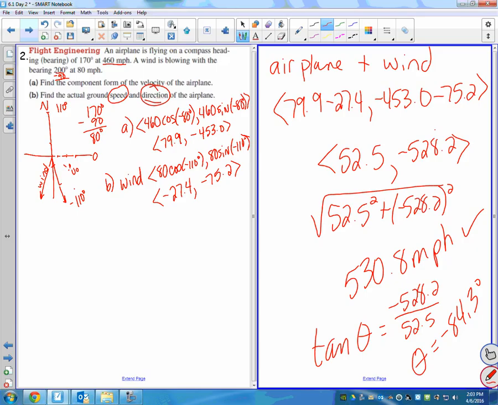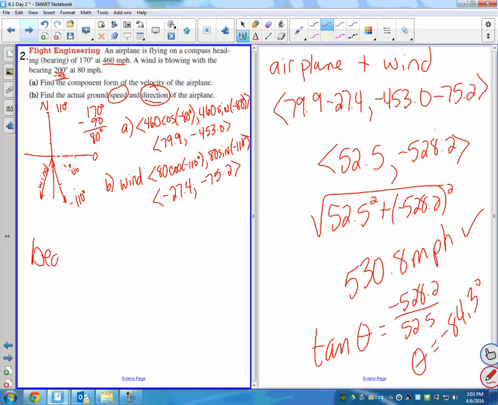We were talking to other people about this airplane, and they gave us a problem in bearings. Do you think they want us to say it's actually at negative 84.3 degrees? No, we need to find the bearing. So we found from 0 down to here is negative 84.3. The bearing is from north, so I want to measure from here down to here.